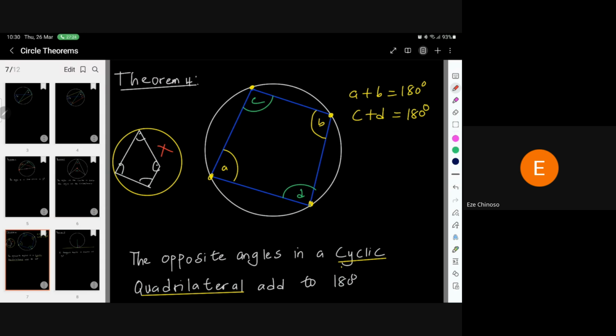So for us to take up this theorem, the 4 corners of that shape must be touching the circumference of the circle. So A plus B will give us 180, and C plus D is going to give us 180 as well. So that's that the opposite angles in a cyclic quadrilateral add up to 180 degrees.